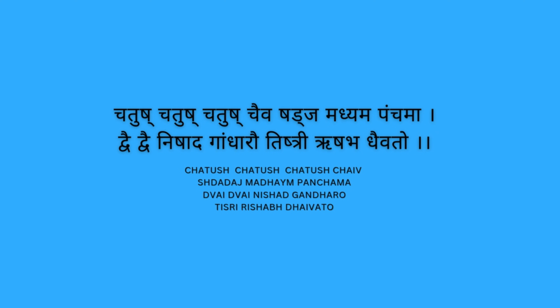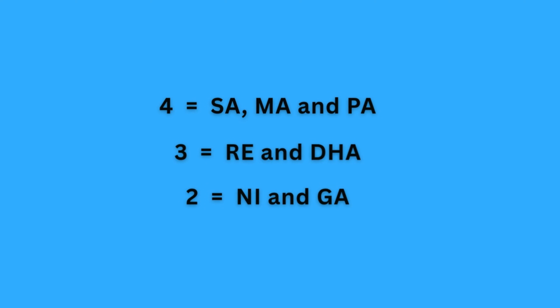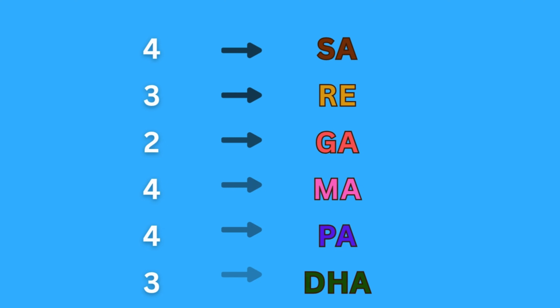In the 13th century, Sharang Dev wrote a book known as Sangeet Ratnakar. That is a very significant book in Hindustani classical music. In that book, he wrote a verse that goes: Chatus Chatus Chatuschaiva Shadaj Madhyama Panchama, Dvaya Dvaya Nishad Gandharo, Tesri Rishabh Dhaivato. What this means is 4 Shrutis each are given to Sa, Ma and Pa, 2 Shrutis each are given to Ga and Ni, and 3 Shrutis each are given to Re and Dha.